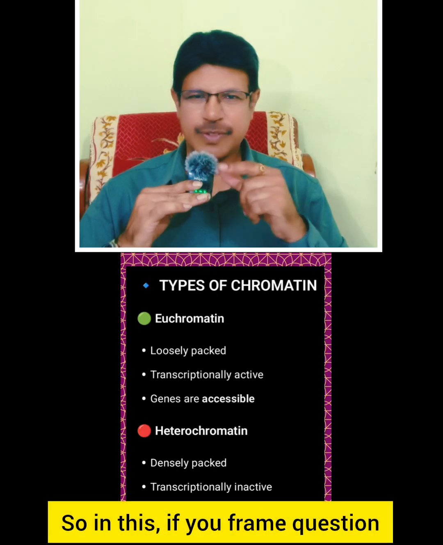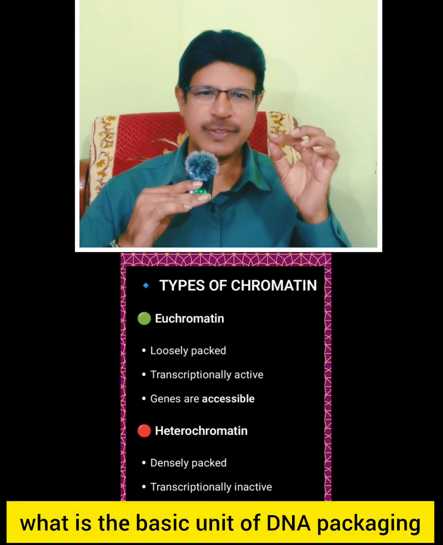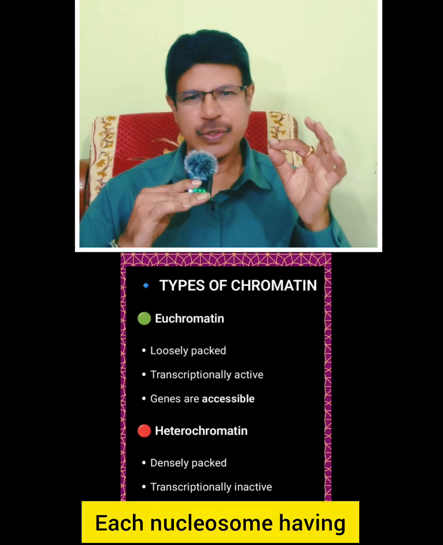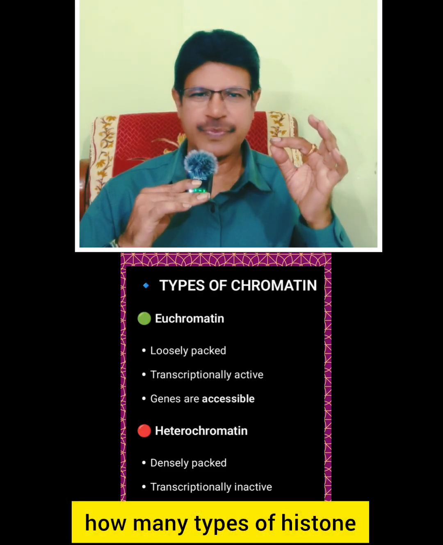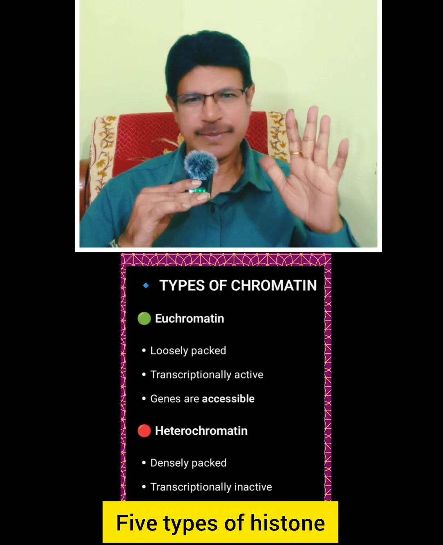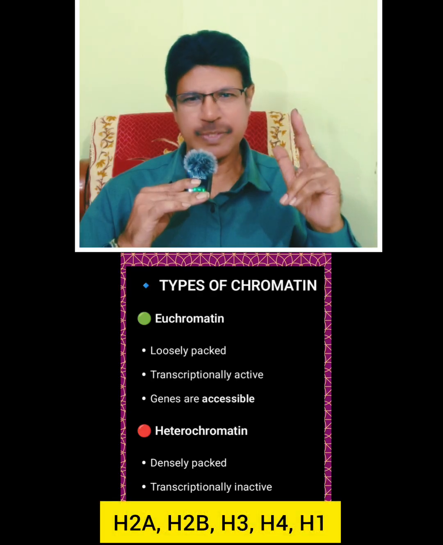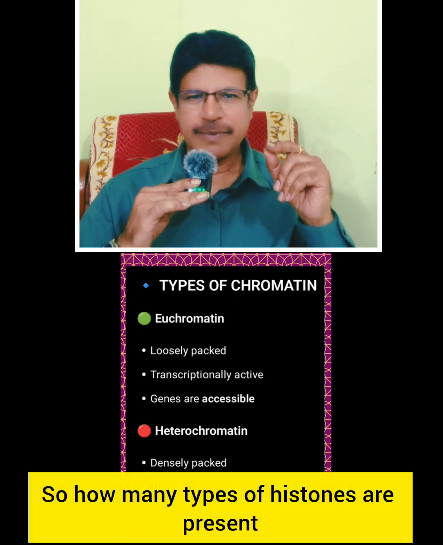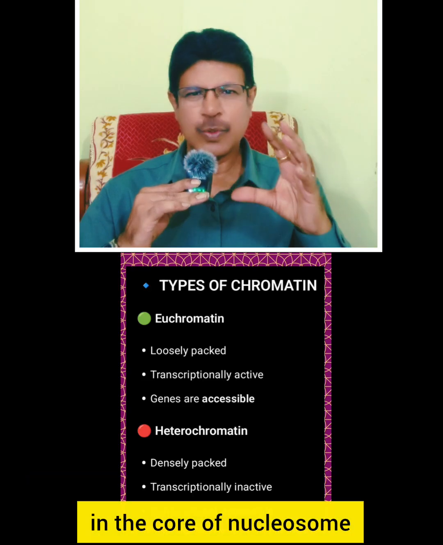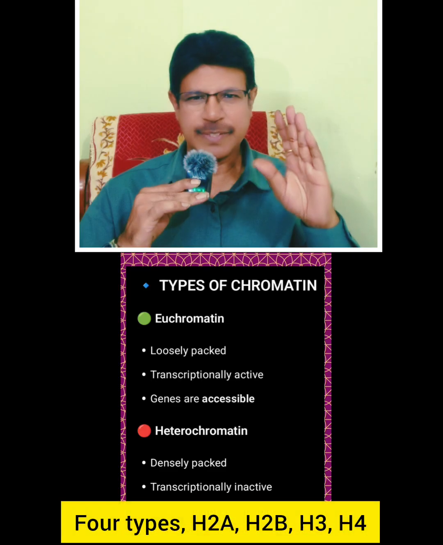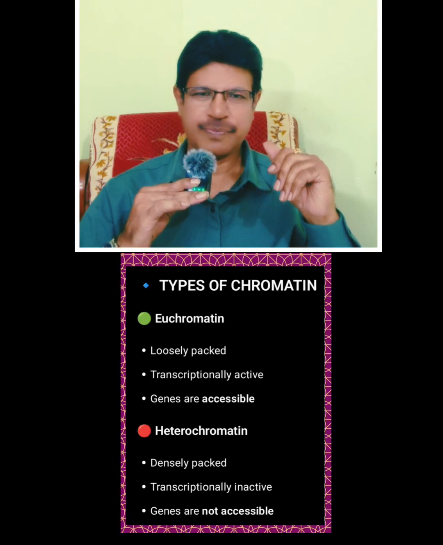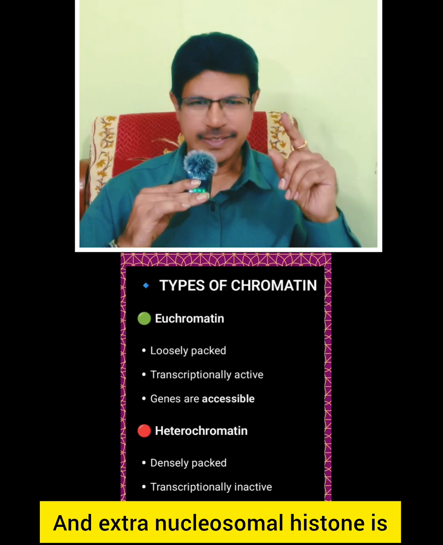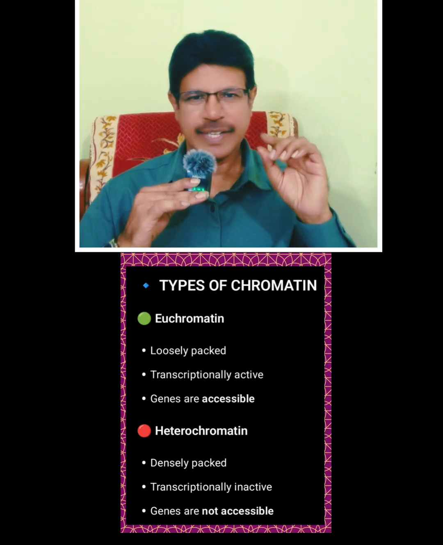So in this, if you frame a question: what is the basic unit of DNA packaging? Nucleosome. Each nucleosome has how many types of histone? 5 types of histone: H2A, H2B, H3, H4, H1. How many types of histones are present in the core of the nucleosome? Four types: H2A, H2B, H3, H4. And the extra-nucleosomal histone is H1 protein, like this.